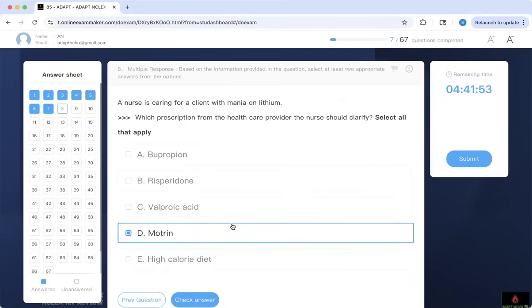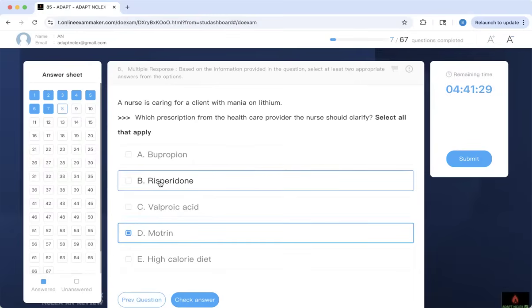Why would you make your kidney in trouble? Hey, the lithium is going to become toxic. You should not do that. Valproic acid is a mood stabilizer. You can use it for mania in a patient who has bipolar. That's good. Risperidone, you can use it in the patient who has mania.